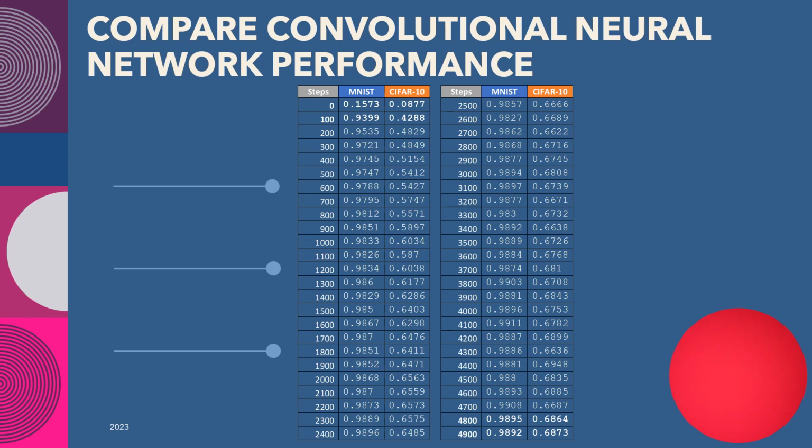We see that after 100 steps, the MNIST dataset goes up to 93.99%, while the CIFAR-10 only goes up to 42.88%. At the end of it, when we are around the 5,000 steps, the MNIST dataset has 98.92% accuracy, while the CIFAR-10 dataset only reached 68.73% accuracy.